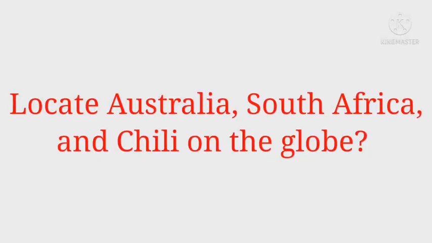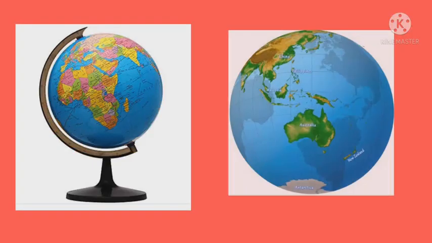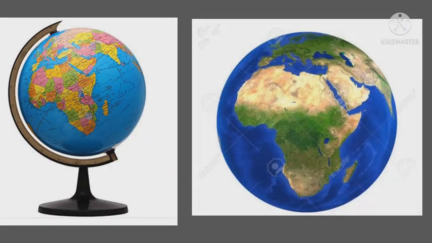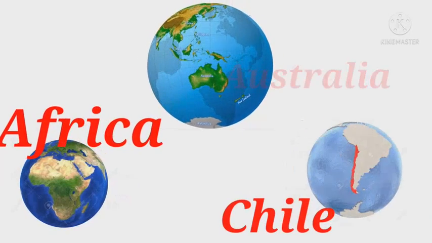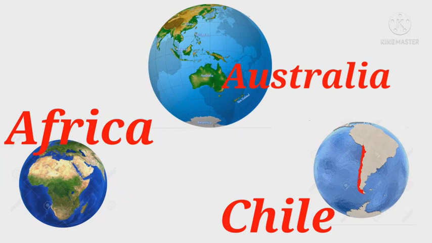Locate Australia, South Africa and Chile on the globe. This is Australia. This is Africa. This is Chile from South America. Australia, South Africa and Chile are also called the countries of the southern continents, that is, continents that are south of the equator. In these countries, the cycle of seasons is different. They have winter when we have summer, and when we have winter, they have summer. In fact, this is the pattern in all places in the south of the equator.